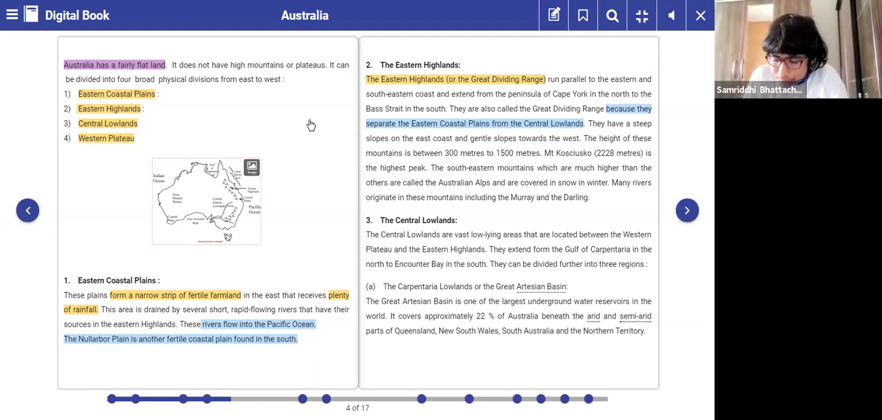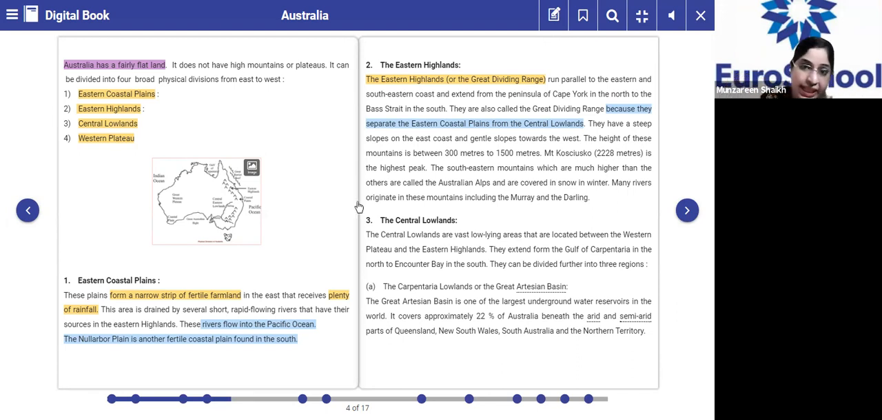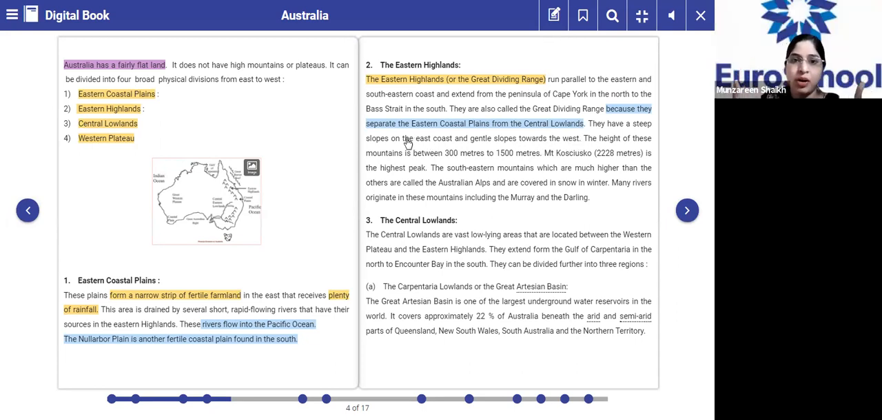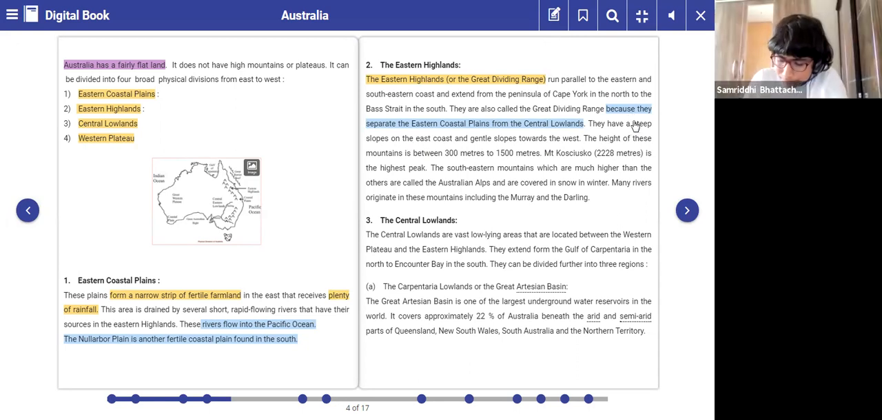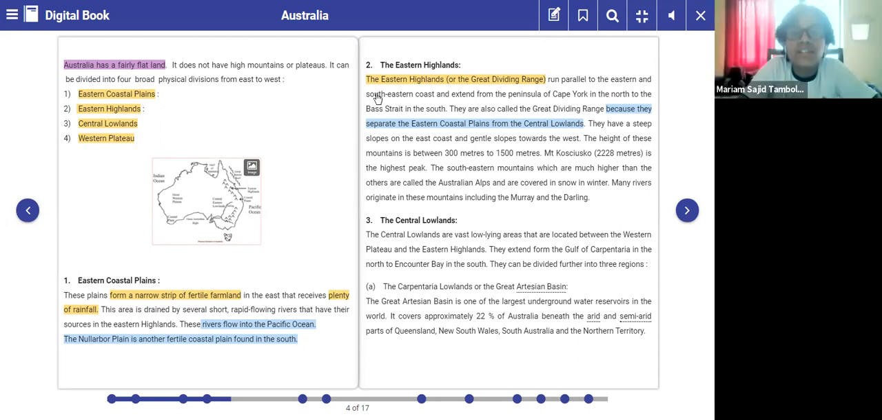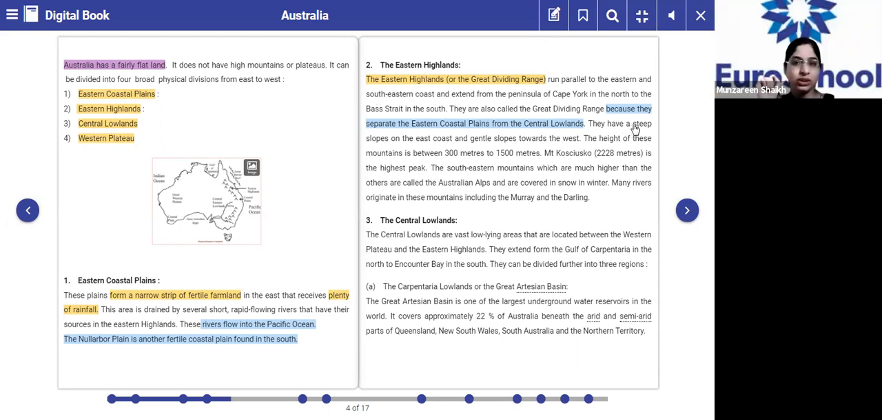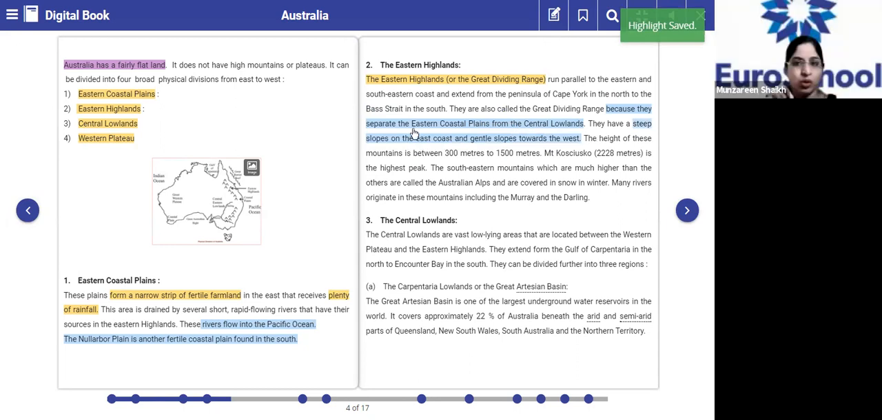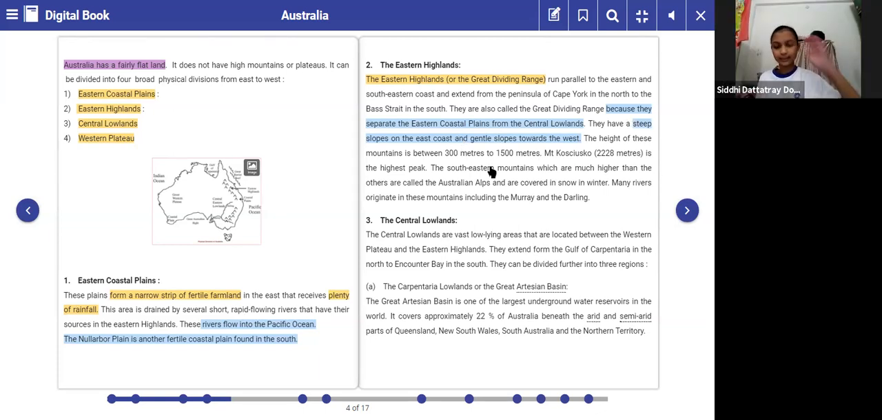They have steep slopes on the east coast and gentle slopes towards the west. So we are all describing the Eastern Highlands. Where is it having steep slopes? On the east coast. Just underline the keywords, not the entire sentence. Steep slopes, eastern coast. Gentle slope, west. Just the keywords. Okay. Yes, ma'am.